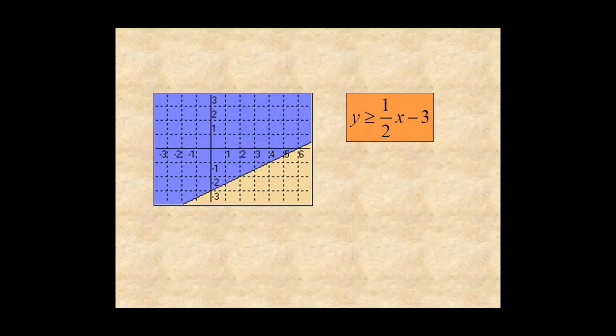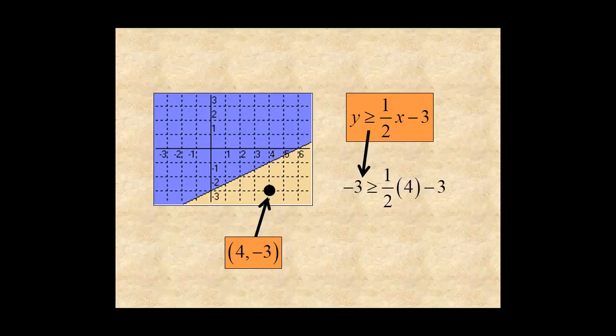On the other hand, if you choose the point (4, -3) in the region below the line and substitute into the inequality, you get -3 is greater than or equal to 1/2 times 4 minus 3. This simplifies to -3 is greater than or equal to -1, which is a false statement. So a point in the unshaded region below the line is not a solution to the inequality.